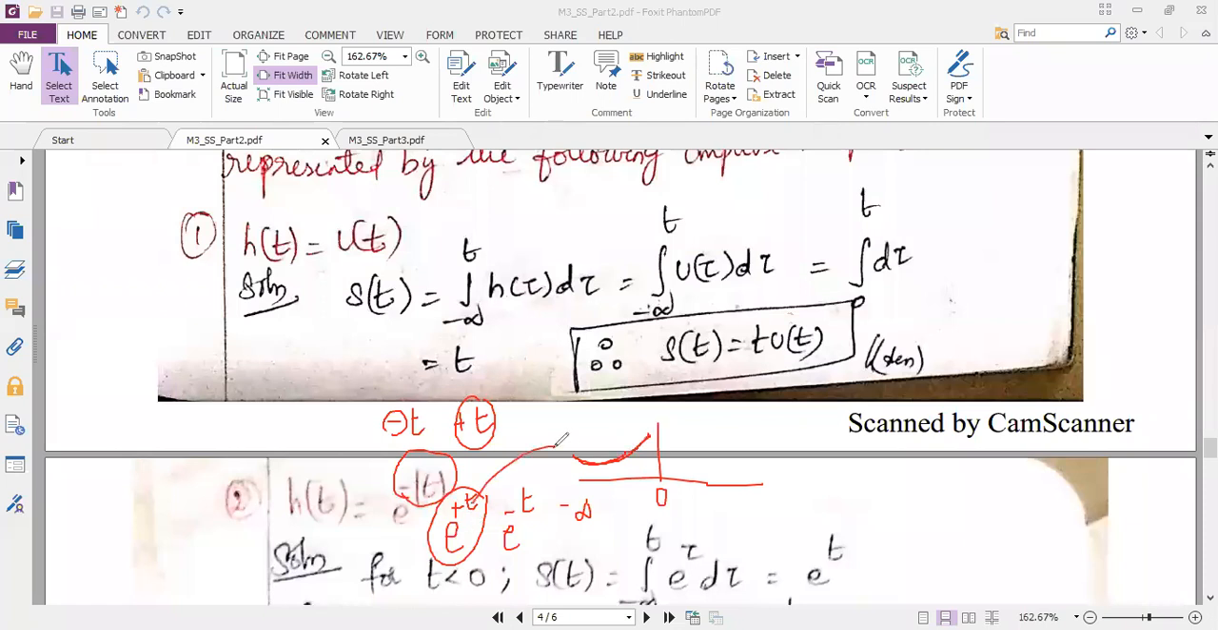So for e power plus t, this is your rising signal. And for e power minus t, I know e power minus t is from 0 to plus infinity. So I'll be having the falling signal, the decreasing curve. So once you know this diagram, then only you can do the problem.